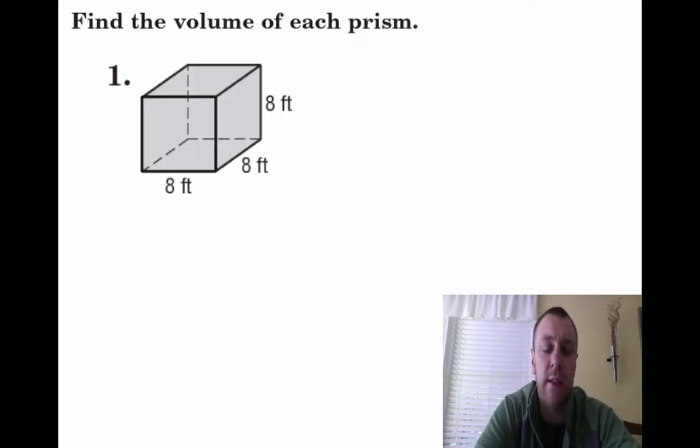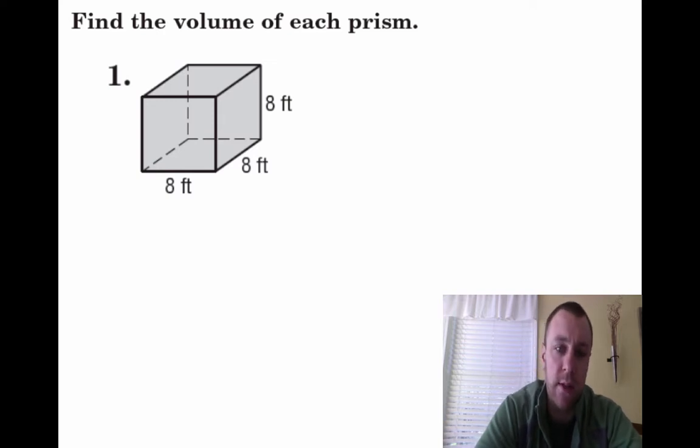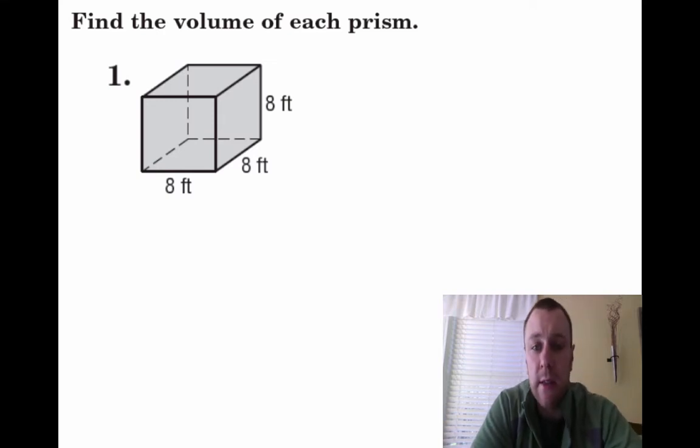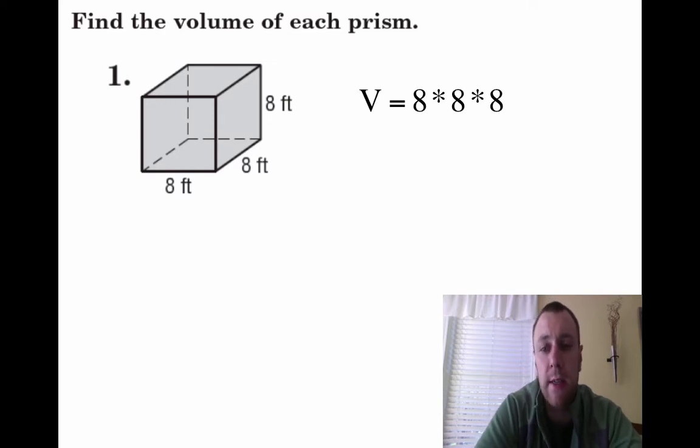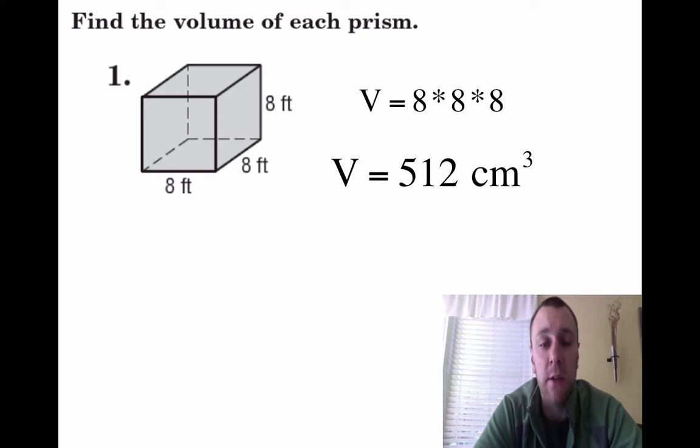So in this case, this is a cube, 8 feet by 8 feet by 8 feet, all sides are the same. So I'm going to do length times width times height because it's the rectangle on the bottom and then the height is 8. So it's going to end up being 8 times 8 times 8, which is 512 feet cubed. So we have to remember that the units are now cubed.